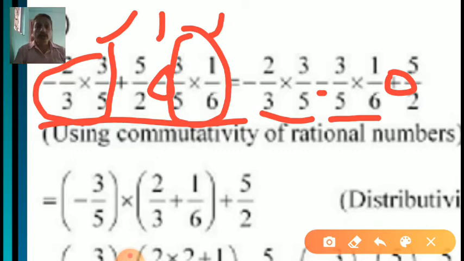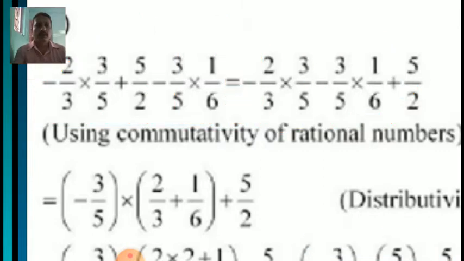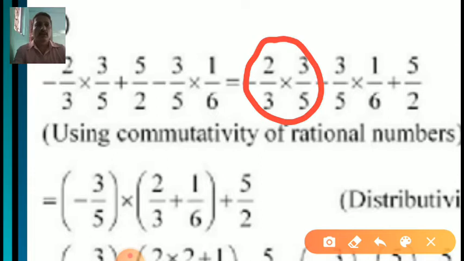By which property we did these things? Yes, that is the commutativity of rational numbers. Property of commutativity of rational numbers. Okay, student? Good. Now, the third step. Third step is that I already explained these both terms have one number common. That we take out. So suppose from this first term, once again, I want to take it from this one. I will take out minus 3 upon 5.